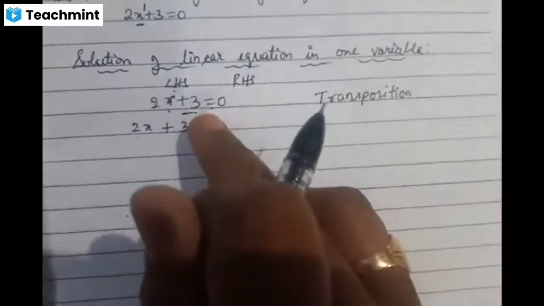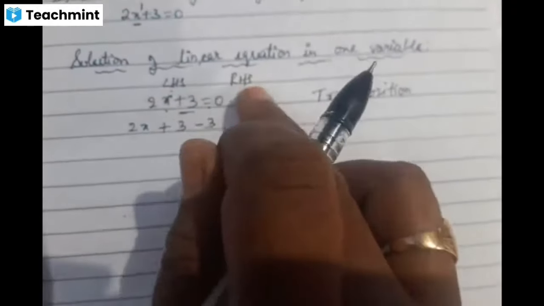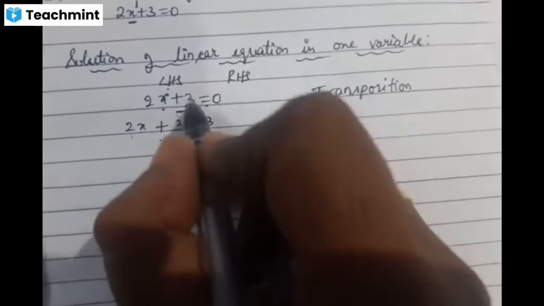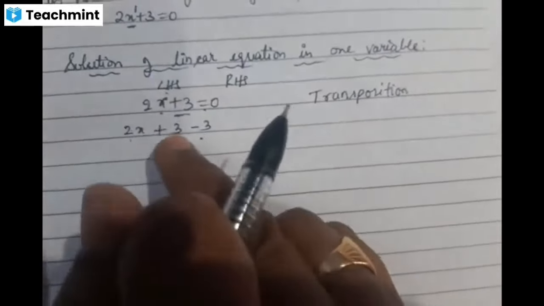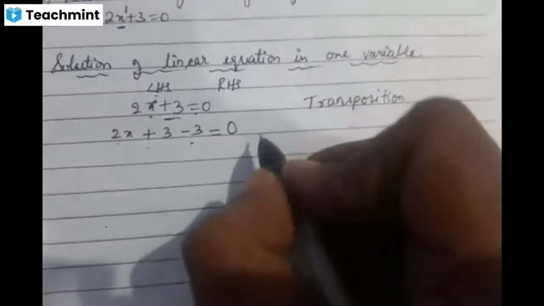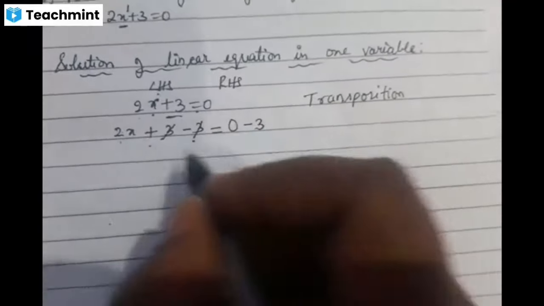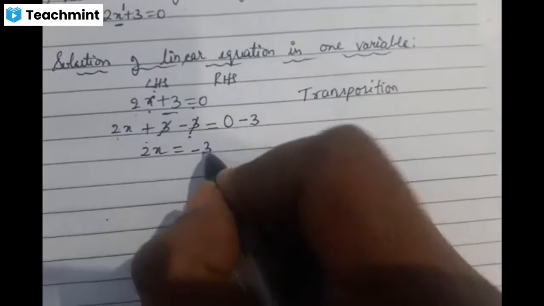As you know, this is the left hand side and this is the right hand side. The side left of the equality sign is called the left hand side, and the side right of it is called the right hand side. To remove plus 3, to make it 0, I add minus 3. Since we have added minus 3 on the left hand side, on the right hand side also we have to add minus 3. So here plus 3, minus 3 get cancelled. You are left with 2x is equal to 0 minus 3, which is minus 3.